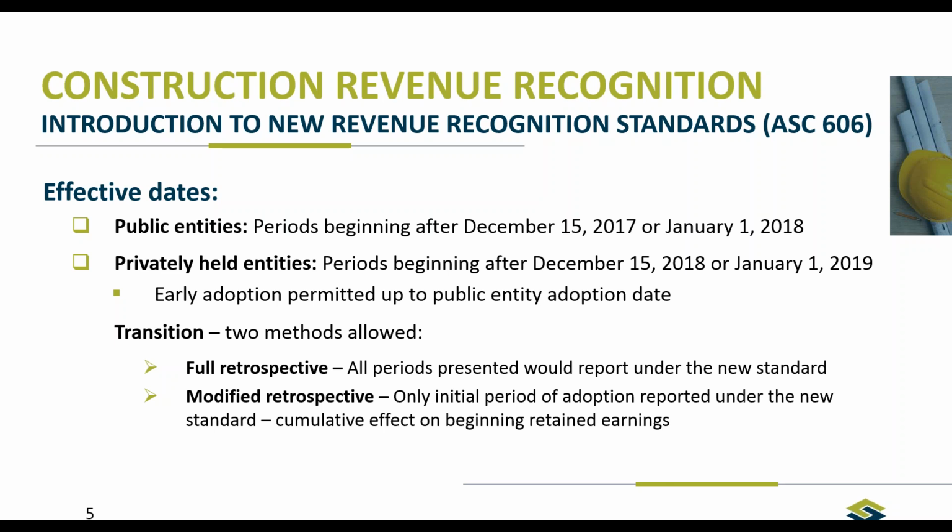Or you can do the modified retrospective transition method, which is if you're showing only the initial period of adoption, it's reported under the new standard, and basically you'll see a change in accounting method. So you'll see a cumulative effect on the beginning retained earnings if you're using the modified retrospective approach. Those are the two approaches that we'll speak about later on in detail.